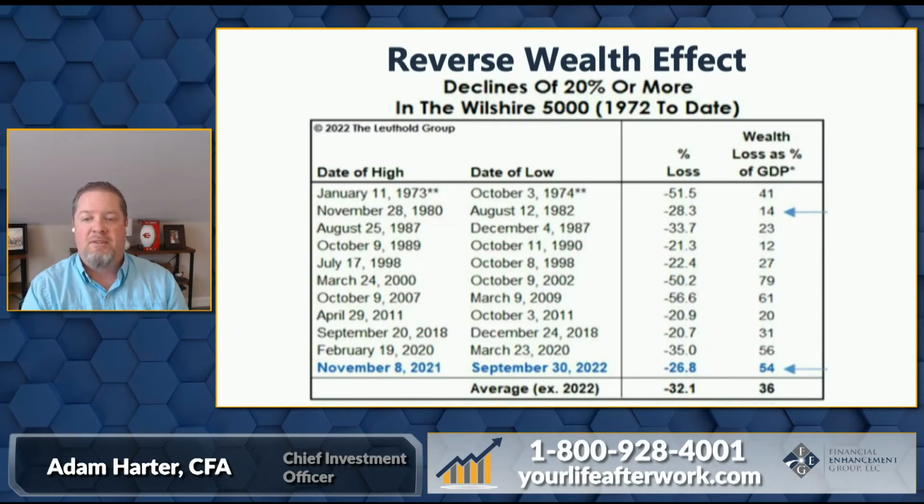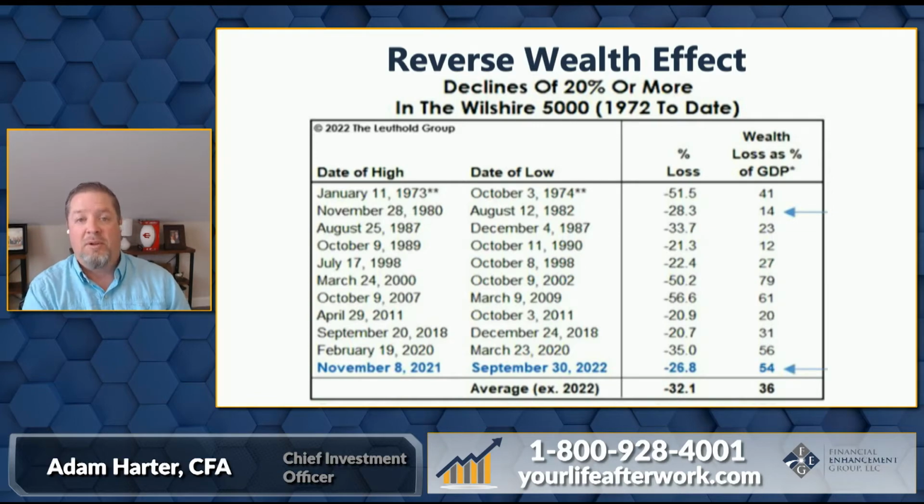So here we have on this table several instances going back to 1972 where the Wilshire 5000 declined by 20% or more. That is the percent loss column. The average of those declines, by the way, is 32.1%. That is your average severe drawdown period. However, we do have a difference in terms of how much it impacted the total level of the economy, and that stems from having different starting points.